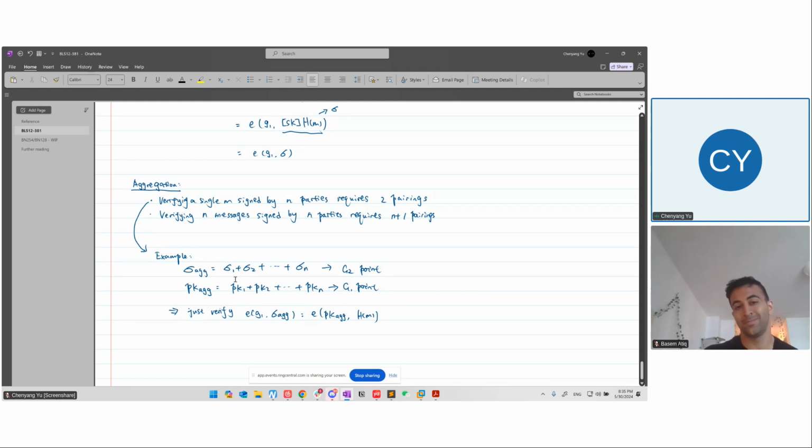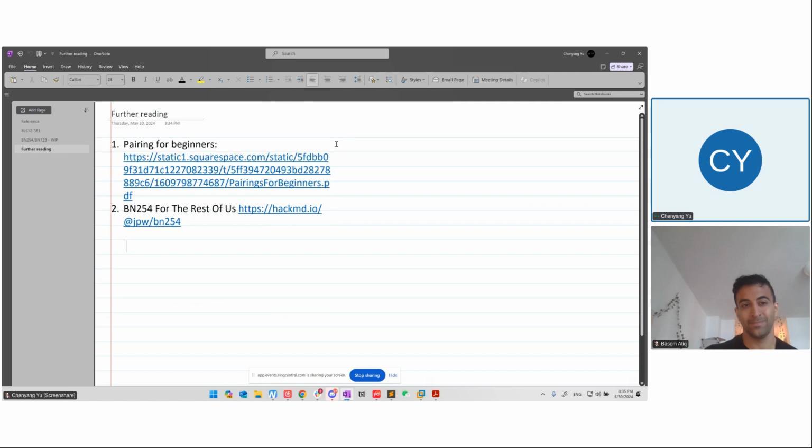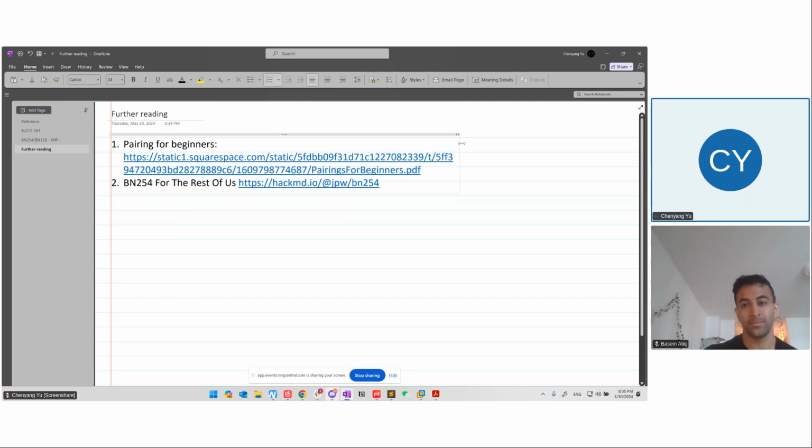Okay, that's all the info for today. So for the readings, we mentioned this already: Pairing for Beginners. This is a very nice book, around probably 150 pages. A little bit long, but very approachable. You can read this in a week, I think. Pretty nice details, the math details behind pairings. Also, there's this article, but I think it's a little bit hard for me right now.